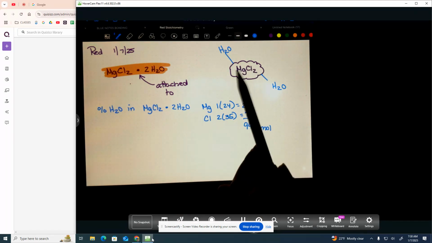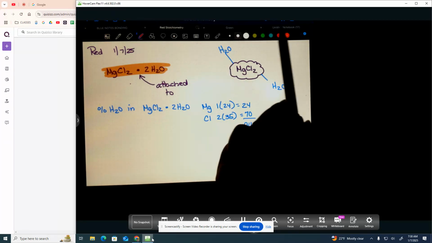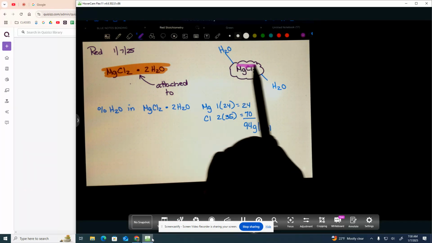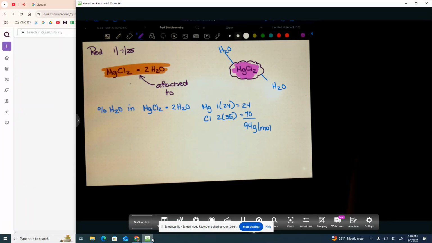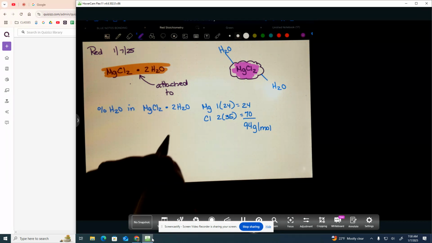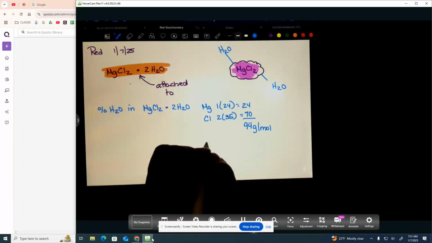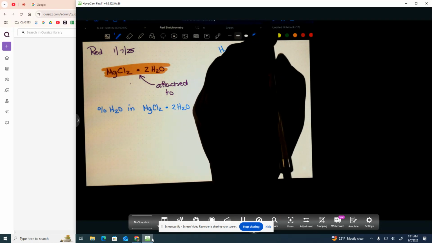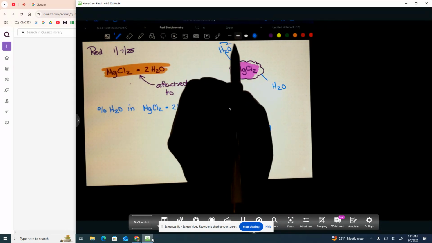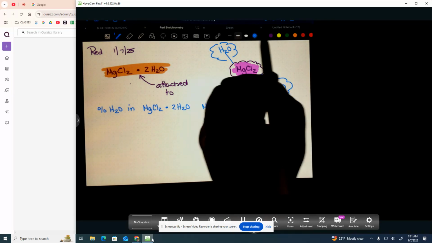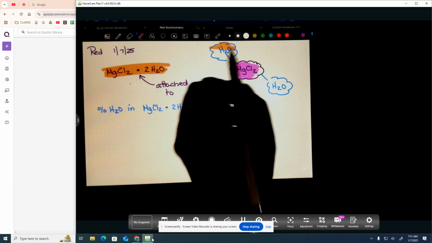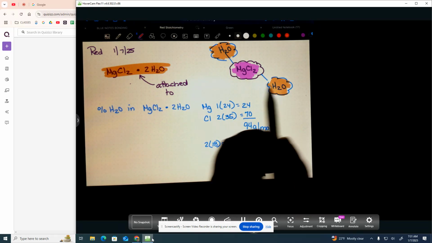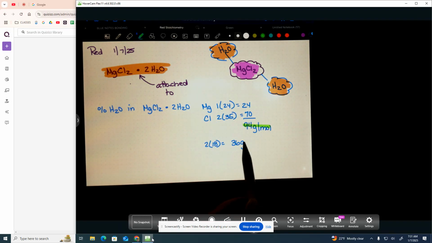But that's only for this magnesium chloride part. This purple part. That weighs 94 grams. Okay? There's 2 waters. Each water weighs how much? 18. So 2 times 18 is going to give us 36 grams. Well, it's actually per 2 moles, but we'll do 36 grams. So that's going to be this and this. Each one of those is 18. I'll make them orange. So how much does the whole thing weigh? 130 grams. Oh, that's a nice, pretty number. 130 grams for the whole thing.